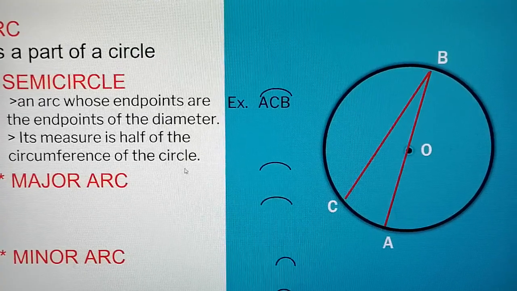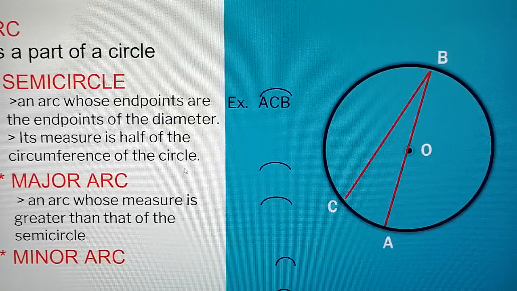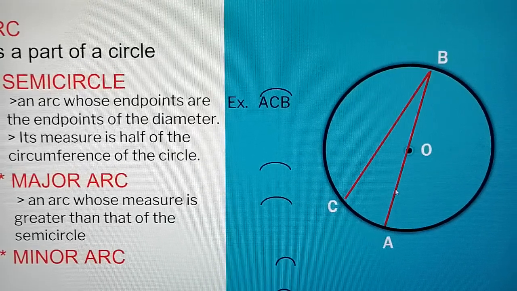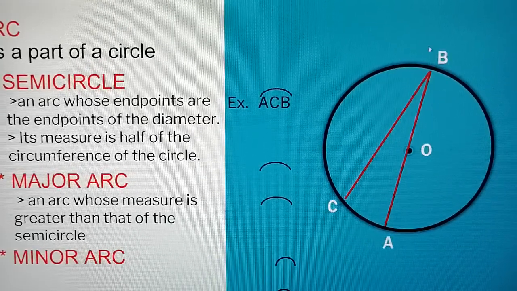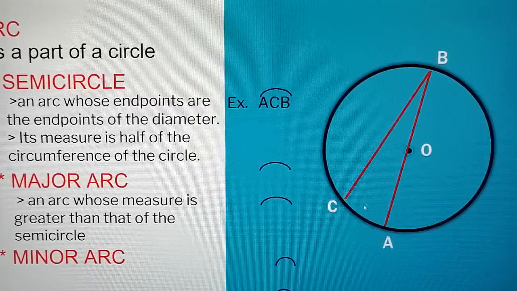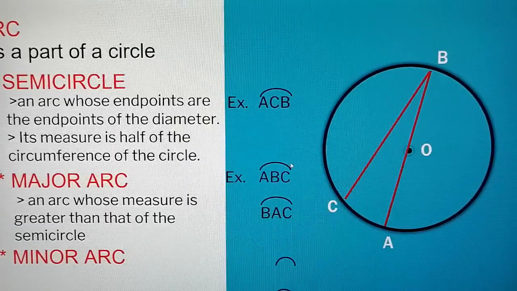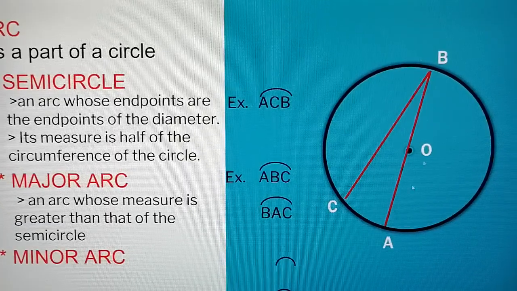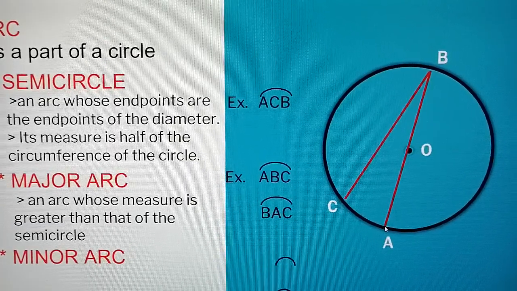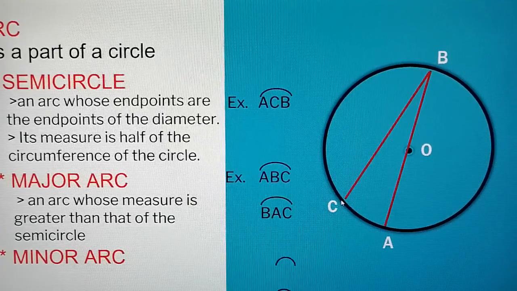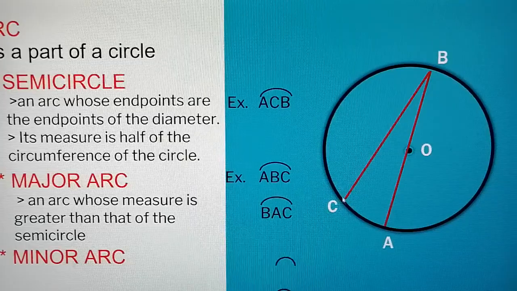Then what about a major arc? A major arc is an arc whose measure is greater than that of a semicircle. So, mas malaki sa semicircle. An example of that is arc ABC. Take note of the rotation.